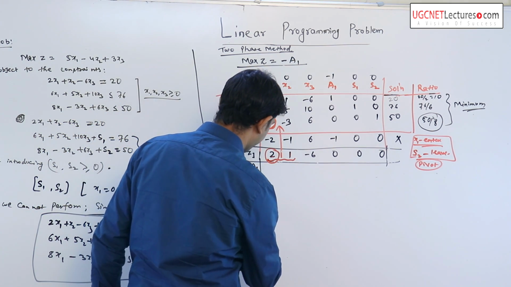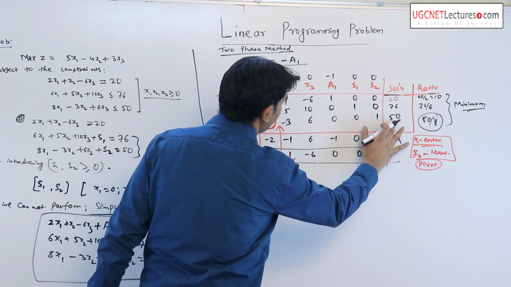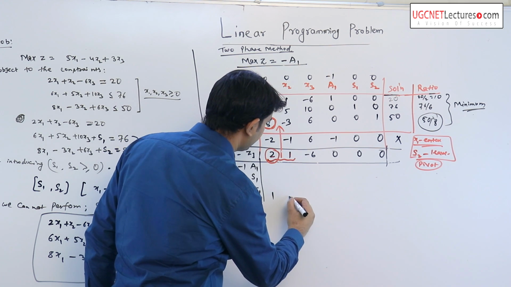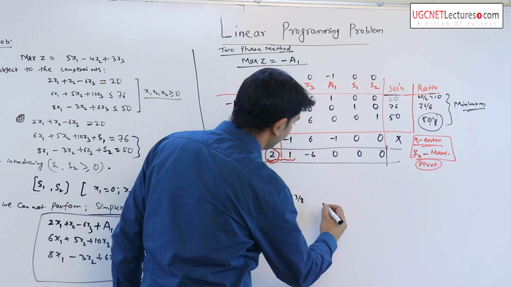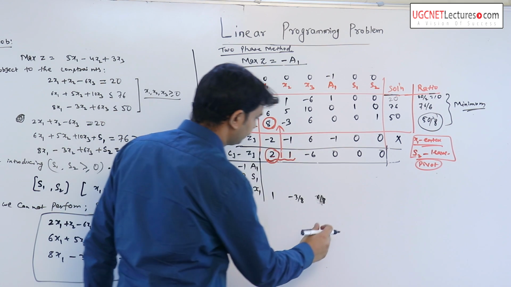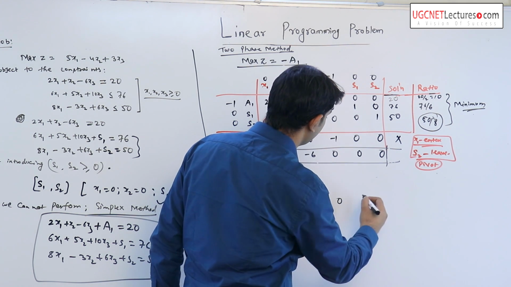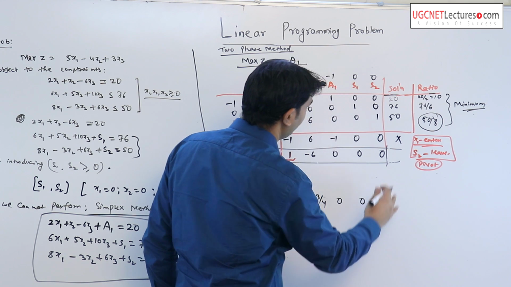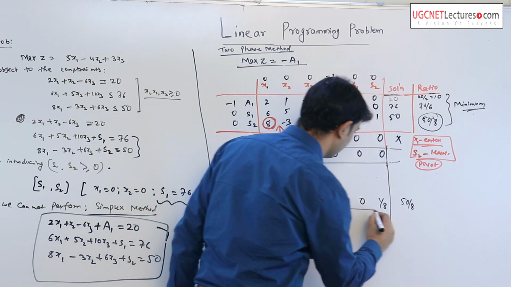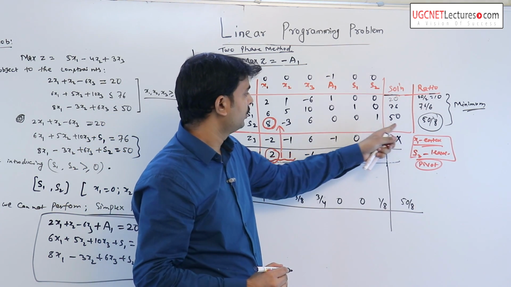Here, for making 8 to 1 we have divided this row by 8 simply. So 8 by 8 equals 1, minus 3 by 8, 6 by 8, which is 3 by 4, 0 by 8, that's 0, 0 by 8, 0, and 1 by 8. Here again 50 by 8. The first goal is complete, as now replacing 8 becomes 1 by dividing this row by 8.